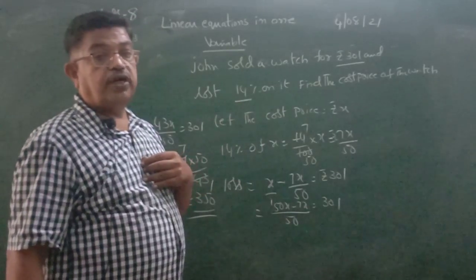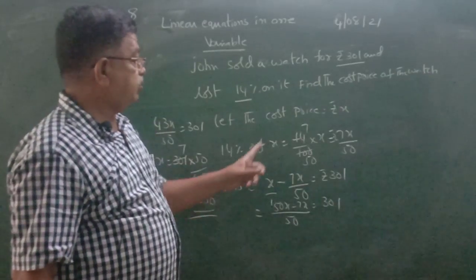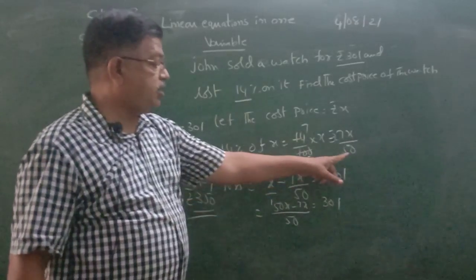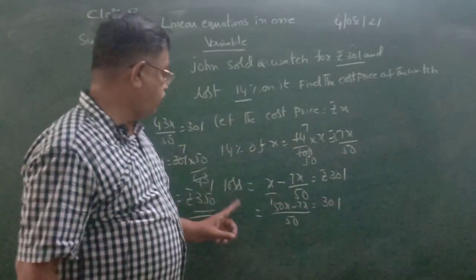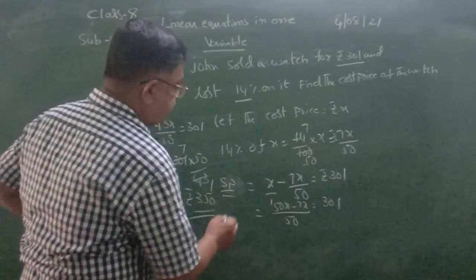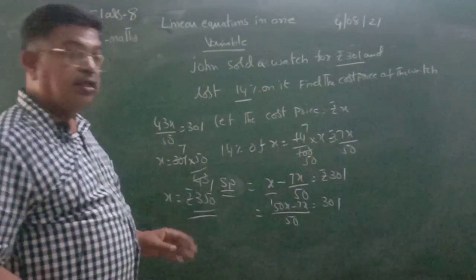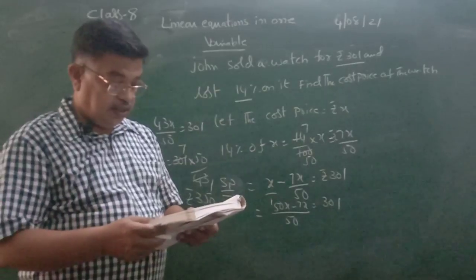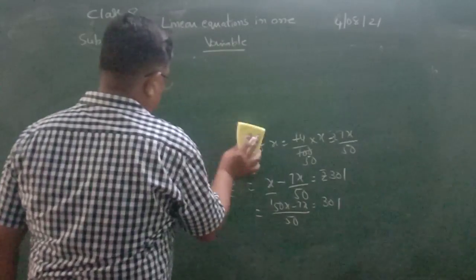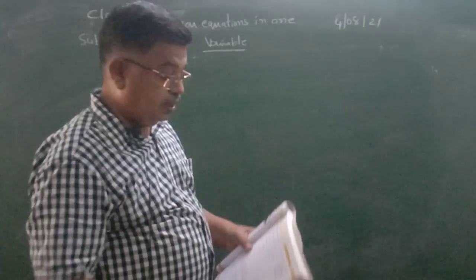But the person sold it for rupees 301 and he incurred a loss of 14%. So what is the cost price we have taken? X. What is the loss on X? 14%. How much it is? 7x by 50. Therefore, selling price, SP we can write, cost minus loss, 301. Calculation gives the cost price of the watch is rupees 350. There is one more problem in the examples. I will tell you that later.